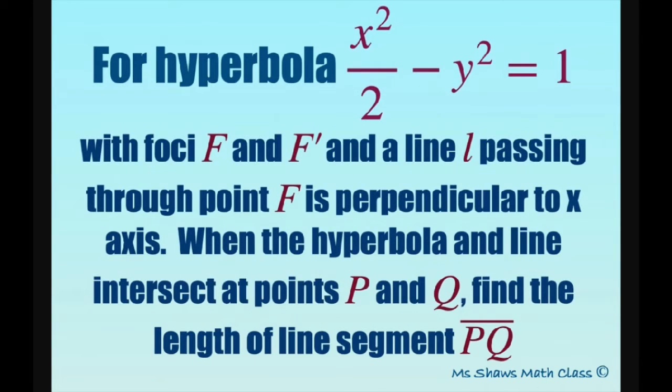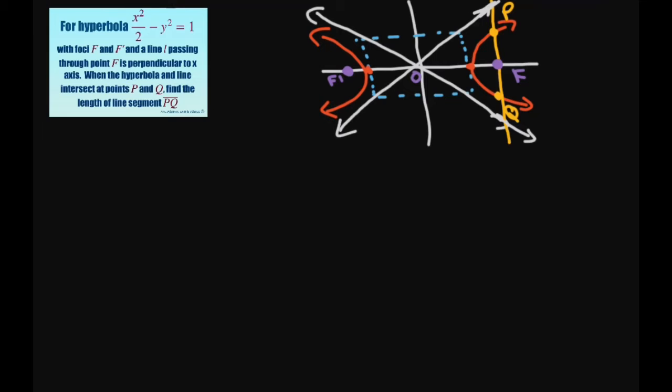For the hyperbola x squared divided by 2 minus y squared equals 1, with foci F and F prime, a line passing through F is perpendicular to the x-axis. When the hyperbola and the line intersect at points P and Q, we're going to find the length of line segment PQ. So I did a little graph of it, didn't label too much, but this is what they're talking about. We have a line segment PQ here, and we're going to try to find this length right in here.